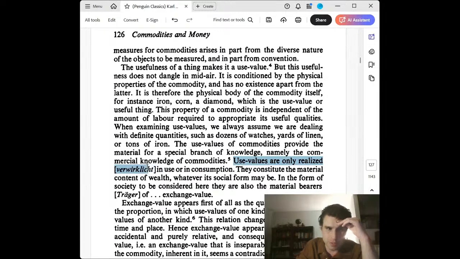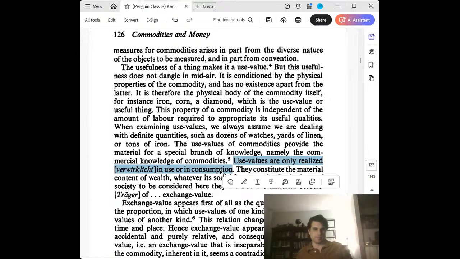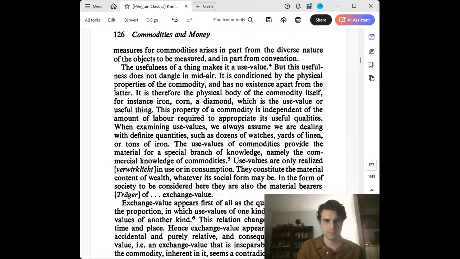Use values are only realized, verwirklicht, in use or consumption. This is important. So, right, like you're walking in the woods and you find there used to be a railroad track here that's not in use anymore, and it's all falling apart and broken. That's not a use value because the train can't run on those tracks anymore. And so for something to be a use value, it has to be consumable. It has to be capable of being realized in consumption.